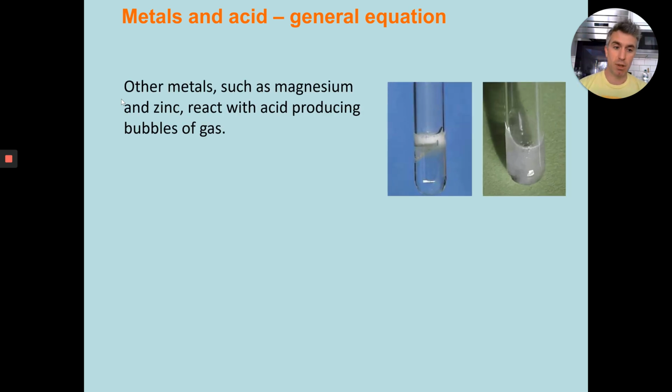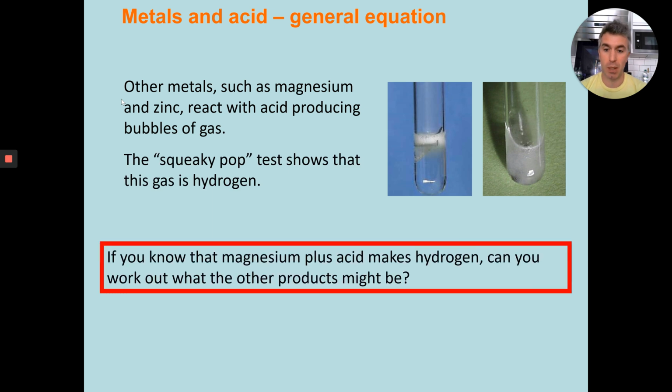So the general equation, if you put a metal with acid and there is a reaction, this one we can tell there is a reaction because we see bubbles. Bubbles are a sign of a gas being given off, which is a sign of a chemical reaction. If we do the squeaky pop test on it, we know that it is hydrogen.